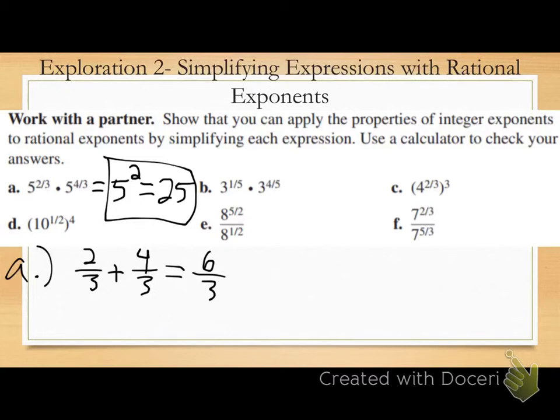What's 6 divided by 3? It would just be 2. There you go. That's how I got 5 squared. So where do you get the 5 from? You get the 5 from the 2. Yeah, I kept the base the same. Okay, but what if the bases aren't the same? Then you can't add the exponents.